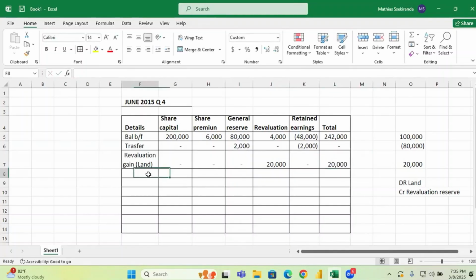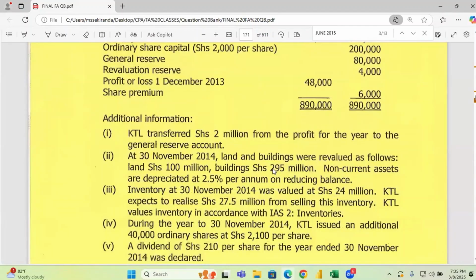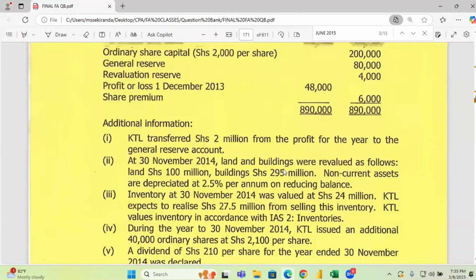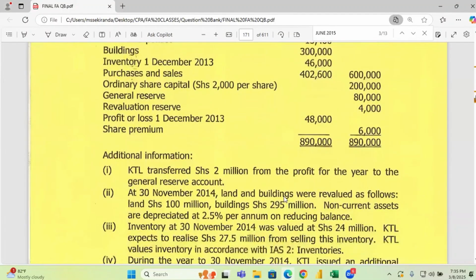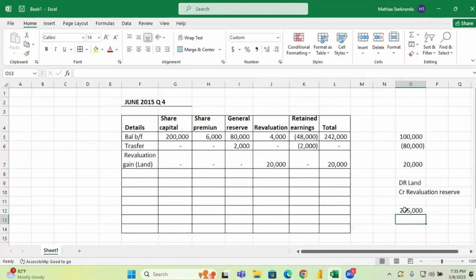Then for the buildings, they told us buildings were revalued to 295. And the previous value of buildings was 300,000, was 300 million, okay? So it means buildings are revalued downwards. So we are losing. Buildings we lost by 5 million because the current value is 295 million, and the previous value is 300 million.